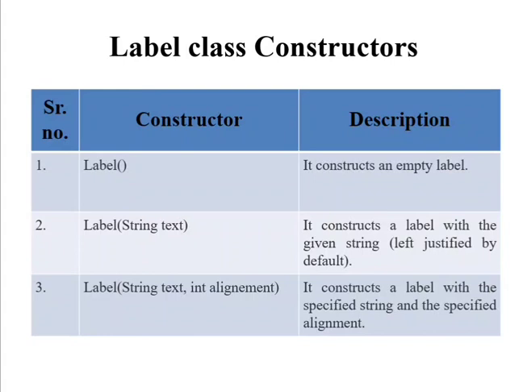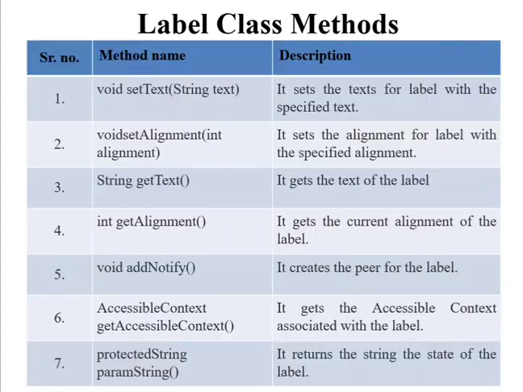Next one is void addNotify(), that is, it creates the peer for the label. Next one is AccessibleContext getAccessibleContext(), that is, it gets the accessible context associated with the label. Next one is protected String paramString(), that is, it returns the string representing the state of the label. This is all about the Label class methods.